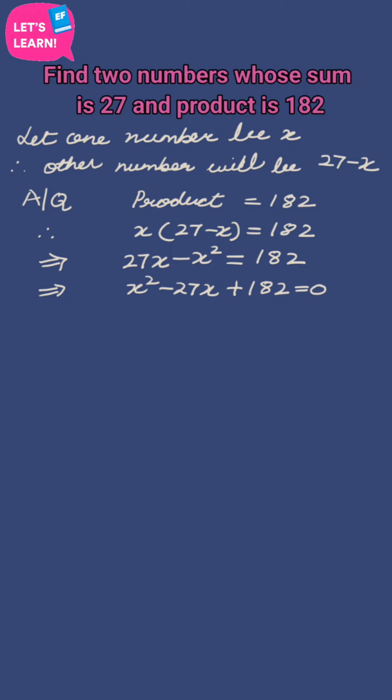So we have to find two numbers a and b so that the sum is minus 27 and the product is 1 into 182, that is 182. To split the middle term, we will break 182 into pairs of factors, and we get 2 into 91, or 7 into 26, or 13 into 14, etc. As the sum is negative, both numbers will be negative and will be added. So this is the pair which satisfies the condition a plus b equal to minus 27.